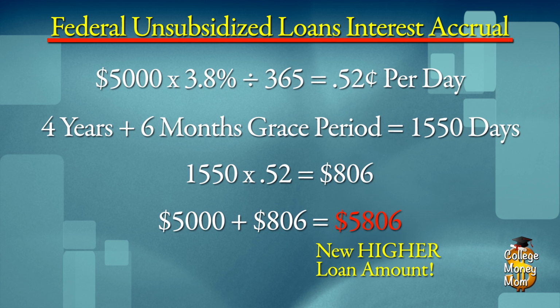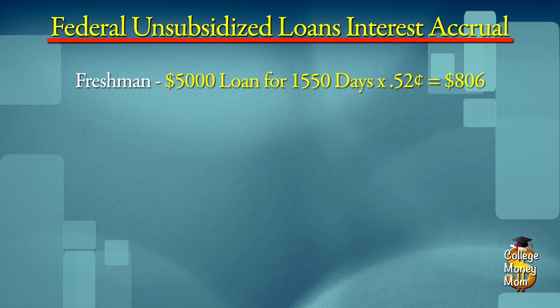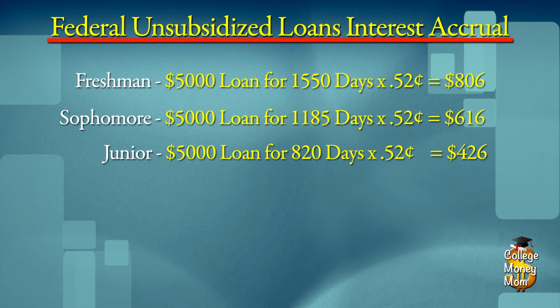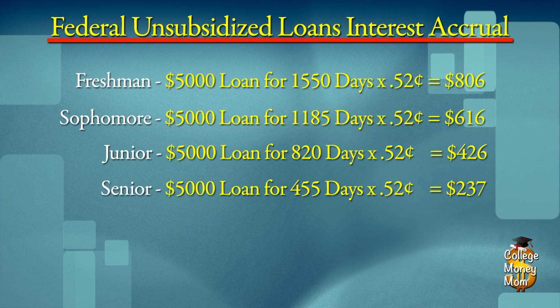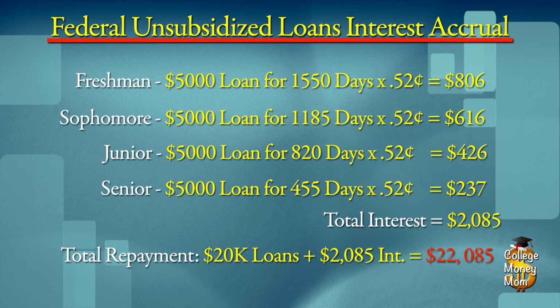If that same student takes out a loan for the same amount of money each remaining year in college, and if the interest rate should happen to stay about the same for this example, here's what the entire accrued interest could stack up to be: $2,085, which when added to the $20,000 borrowed becomes $22,085 to be paid back beginning on the repayment start date.